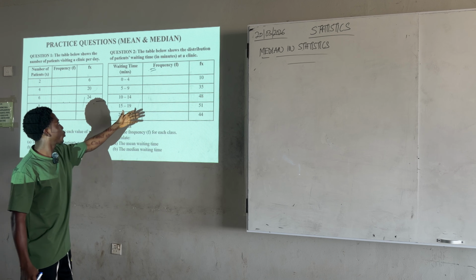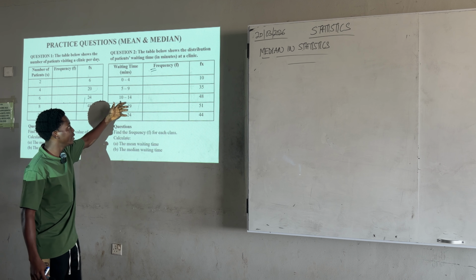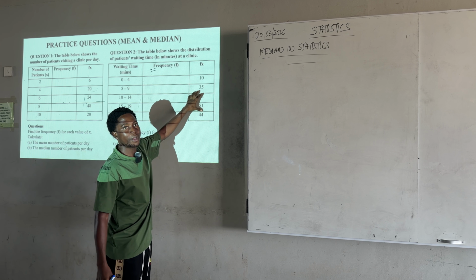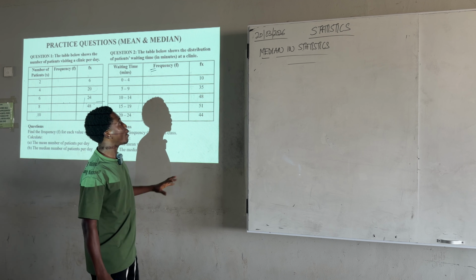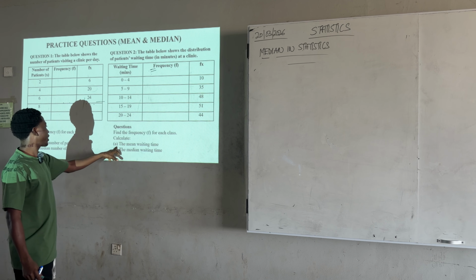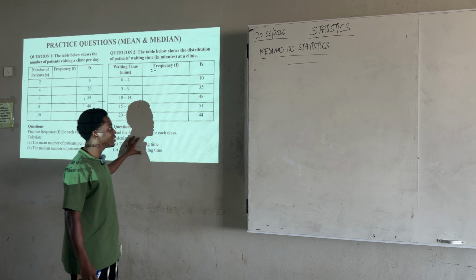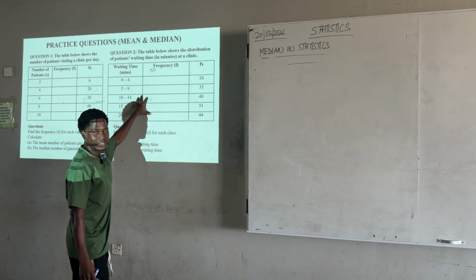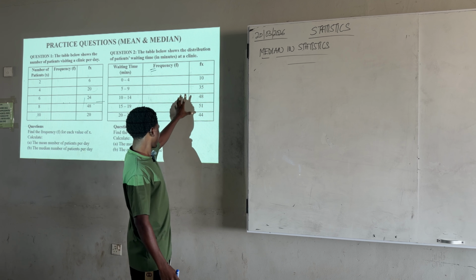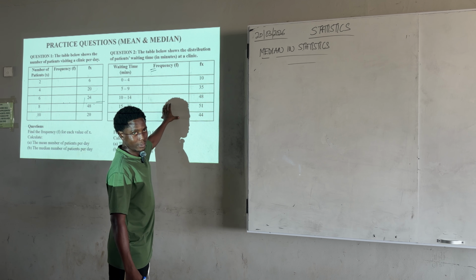But we can notice that the values of the waiting time are given, but the frequency is not given, and the fx is given. But before we solve this question, for the first question, the mean waiting time, we need to find the midpoint. But how are you going to find the midpoint? Even before that, we also need to find the f.